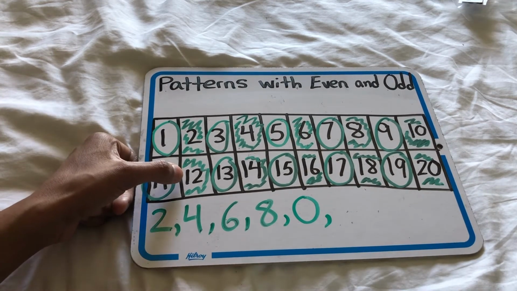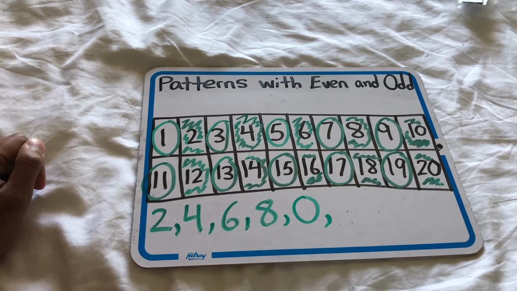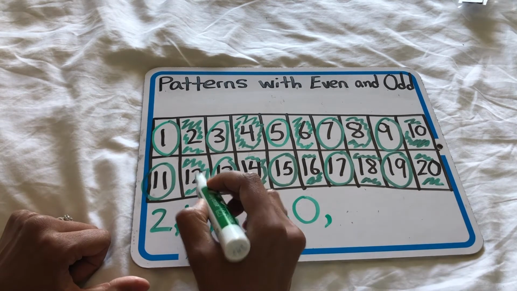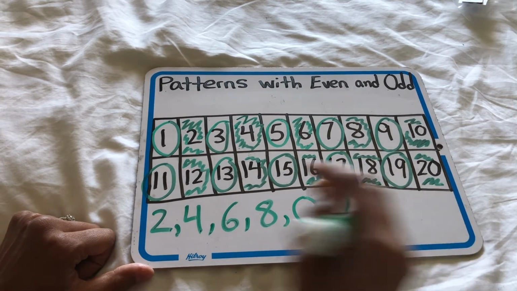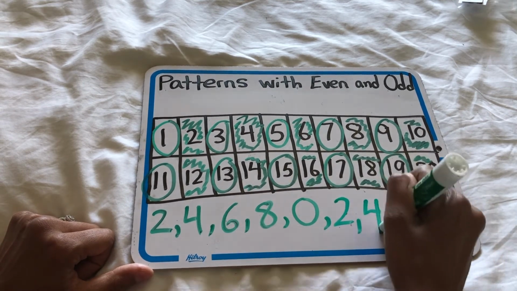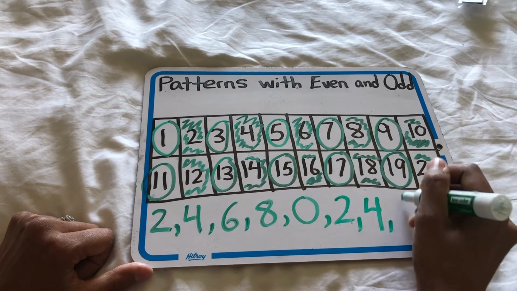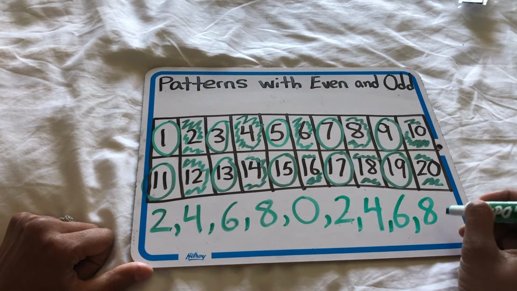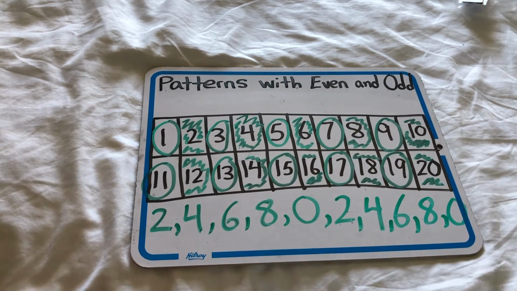What's the next shaded number? 12. Which number is in the ones place? It's the 2. The last number is our ones digit. 2, this one is 4, this one is 6, this one is 8, and the last number again is 0. What do you see? Do you see a pattern?